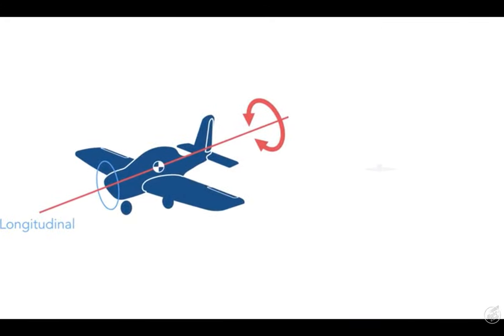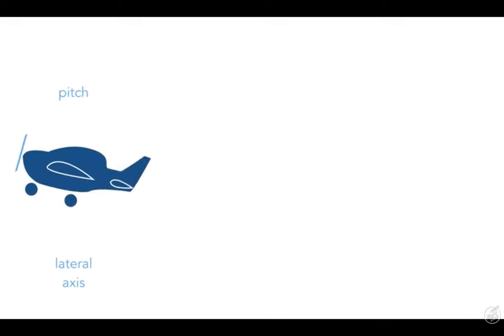The rotation about the longitudinal axis is called roll. This is the movement of the aircraft's wings. One wing goes up, the opposite wing goes down. So in summary, these are the three principal axes of movement.